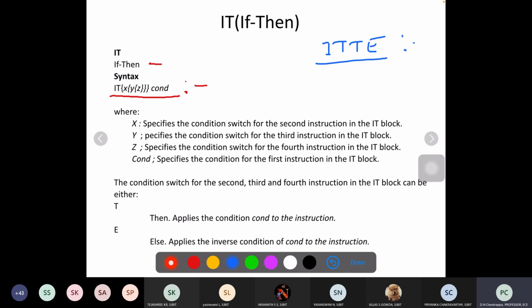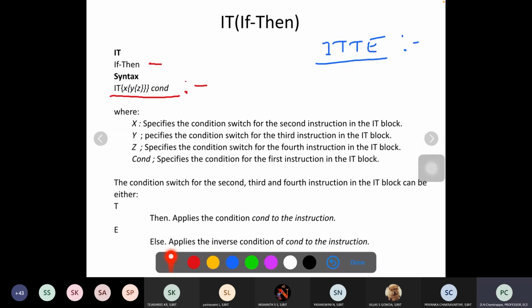Anybody's answer for this? So first, IT for if-then. What about this TE? TE specifies the condition again: if then, then else. Are you clear on this? This kind of instruction we use as an extension of the IT if-then. As usual, IT if-then, again then else.